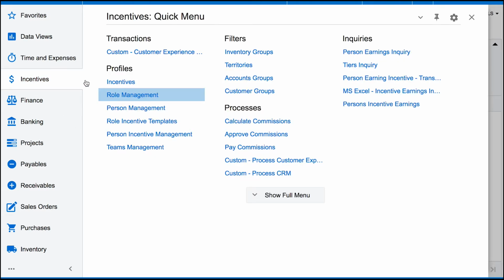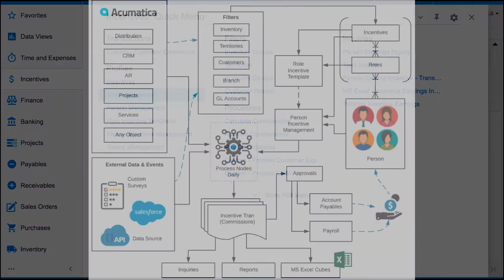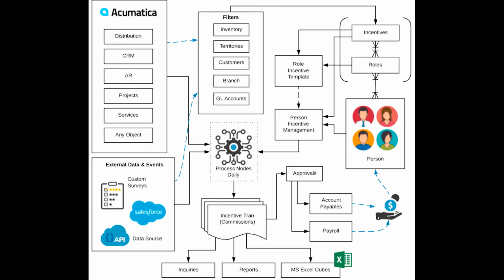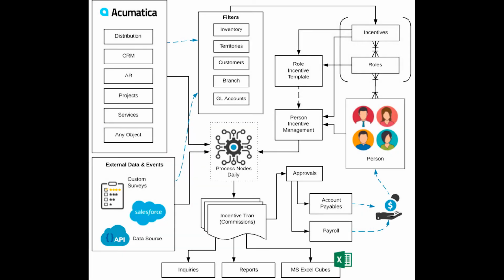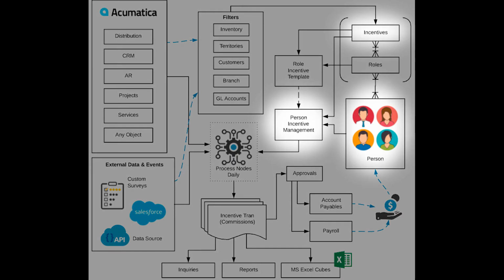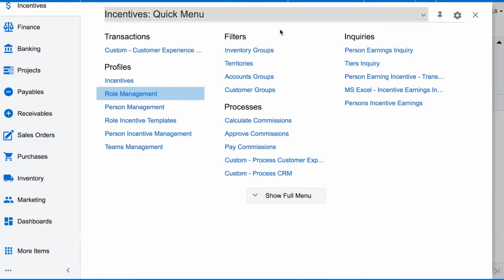Now, so we have incentives, we have persons, and we have role. All pretty straightforward. But here's where everything starts to come together. When we bring the role and the incentives together, we get our role incentive template screen, where we can define the commission rules on each incentive relative to the role that the person played. And we have the person incentive management screen, where we can customize the particular incentive structure for each individual according to our management and leadership objectives. Let's see how this works in Acumatica.